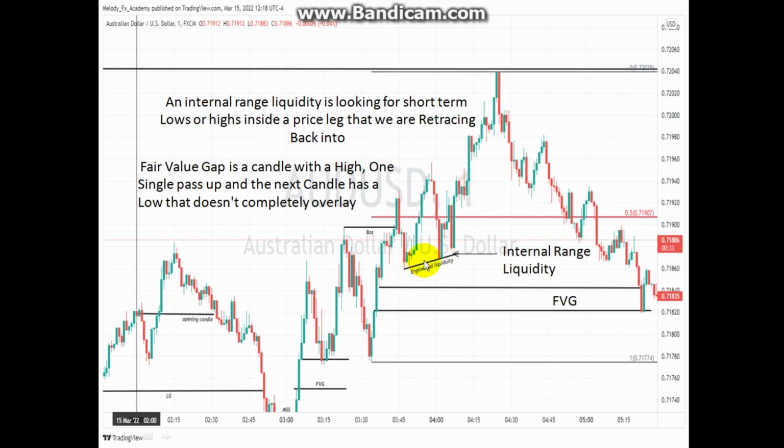Okay, they are going to be kind of sell side liquidity resting below, or sell stops resting below this old low right here. Okay, so now what is an internal range liquidity? An internal range liquidity is looking for short-term lows or highs inside a price leg that we are retracing back into. Okay, so now this is how I got my second entry from this range.